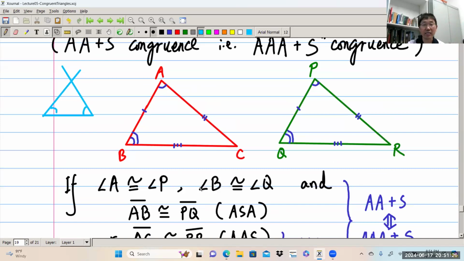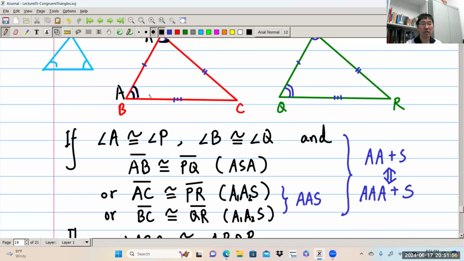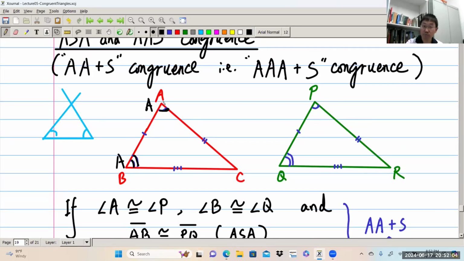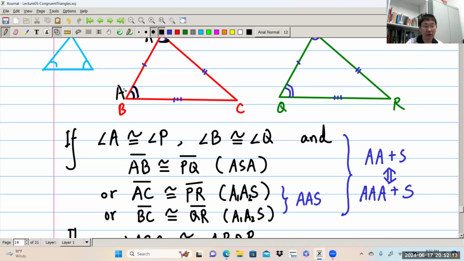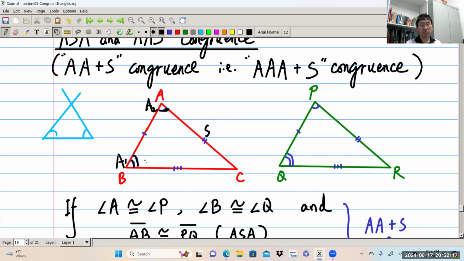The other one is called AAS. What is AAS? Again, angle A is congruent to angle P, angle B is congruent to angle Q. Now that side S is, for example, AC, so AC is congruent to PR. The side is opposite to one angle here now. When you read this in this order, AAS, this S is not between the two angles. It's opposite to that first angle, the first A. So you can write it as A1, A2, S. That's one scenario. Or maybe you have A2, A1, S, then you have BC congruent to QR. You have two situations.